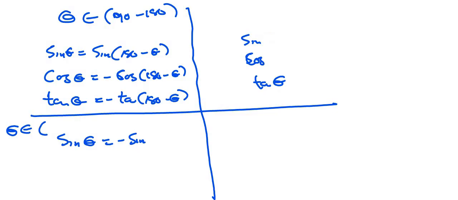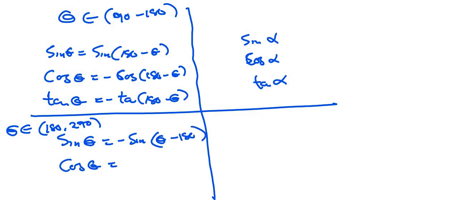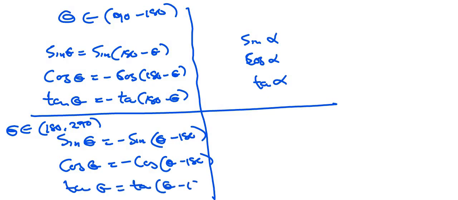To differentiate this, I'll call this sine alpha, because someone will think we're using the thetas from there. This will be 180 to 270. So this is going to be negative sine of the theta that you are having minus 180. This is what you're supposed to do. Then for tan, it's still perfect. It's going to be positive still. This is tan of theta minus 180.